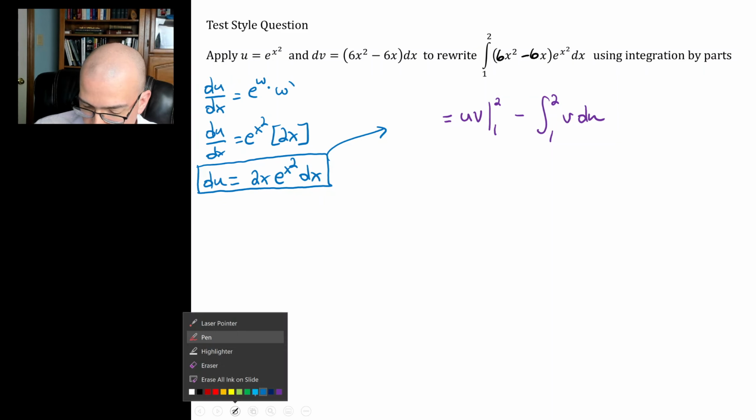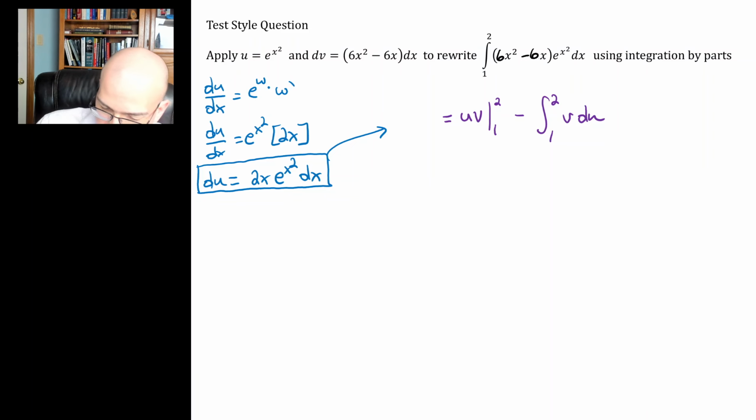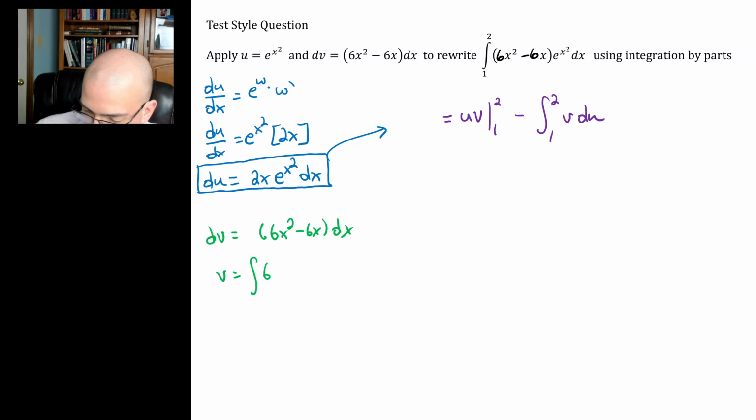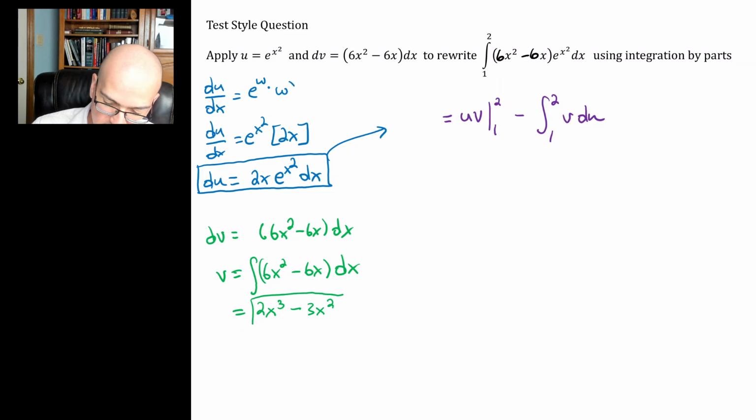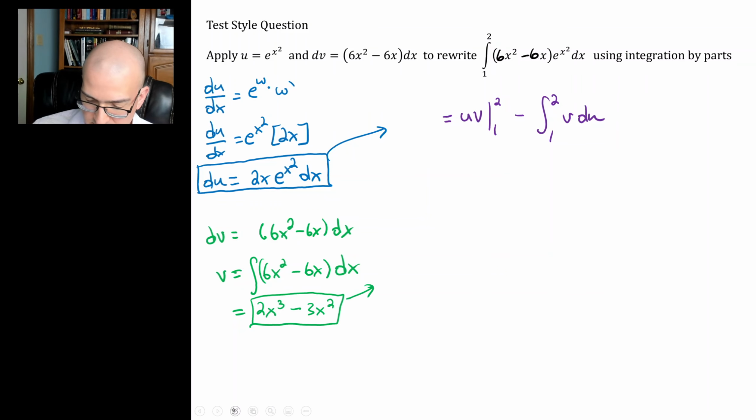Now I'm going to do the same thing we always do for v. To get v, we have to integrate dv. Each part can be integrated using the anti-power rule. We have 6 times 1/3 x to the power of 3, so it'll be 2x cubed. And we have 6 times 1/2 x squared, so it'll be 3x squared. That'll be our v. So we'll plug that in for the v.